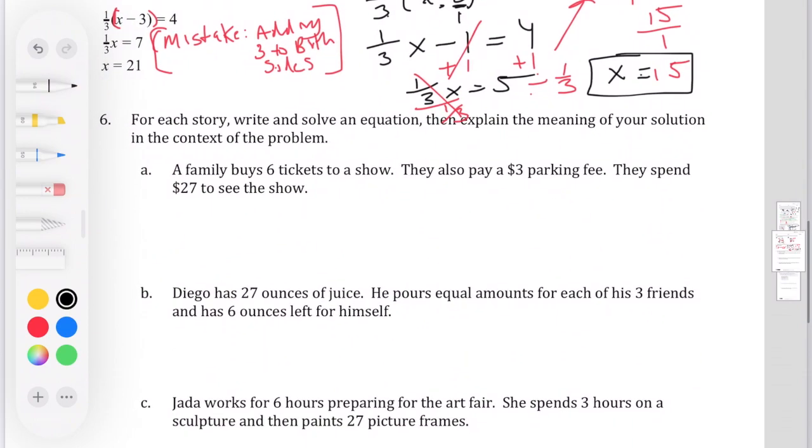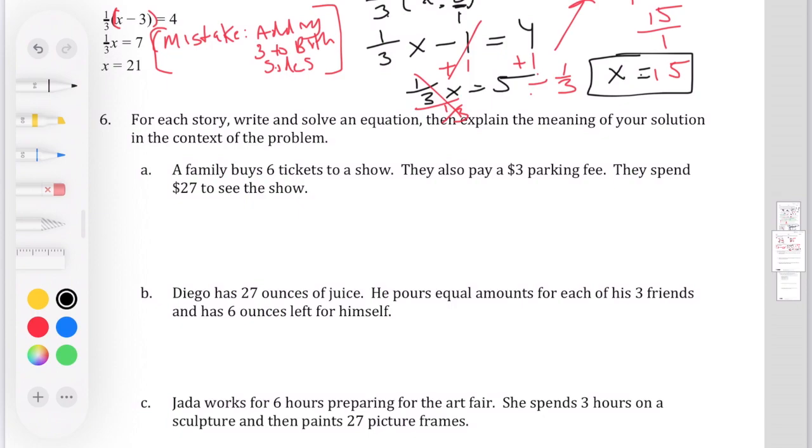Number 6, there's going to be part A, B, and C. So for each story, write and solve an equation, then explain the meaning of your solution in context to the problem. Letter A, a family buys 6 tickets to a show. They also pay $3 for a parking fee. They spend $27 to see the show. Part B, Diego has 27 ounces of juice. He pours equal amounts for each of his 3 friends and has 6 ounces left for himself. Part C, Jada works for 6 hours preparing for the art fair. She spends 3 hours on a sculpture and then paints 27 picture frames.